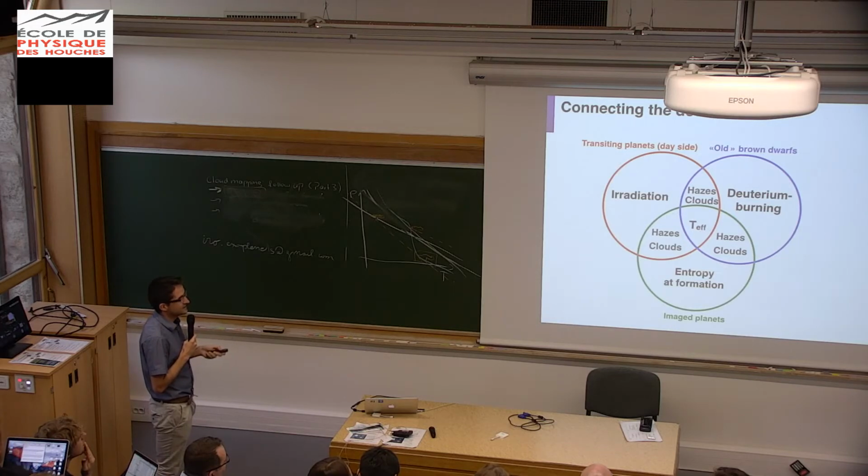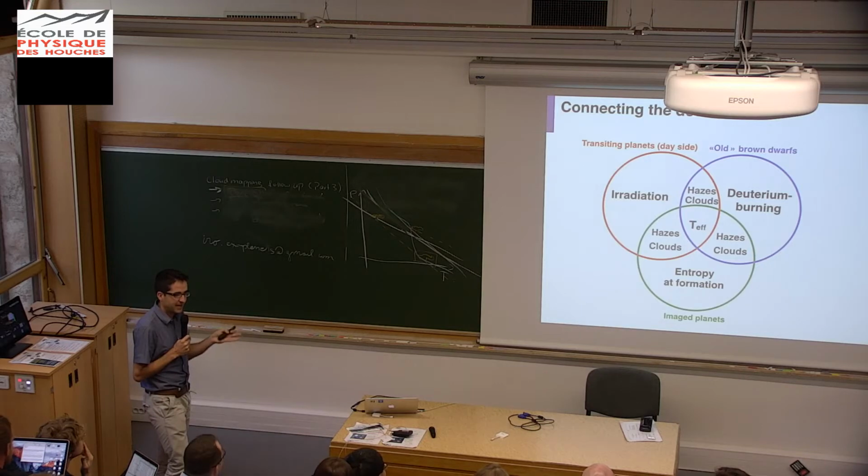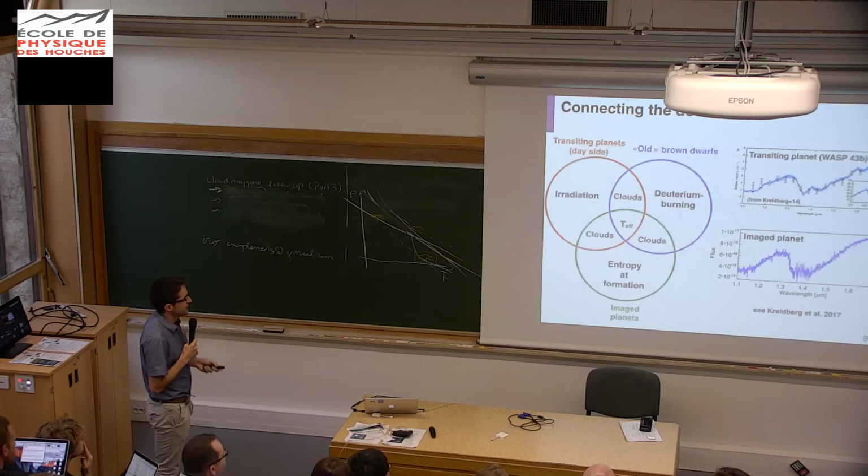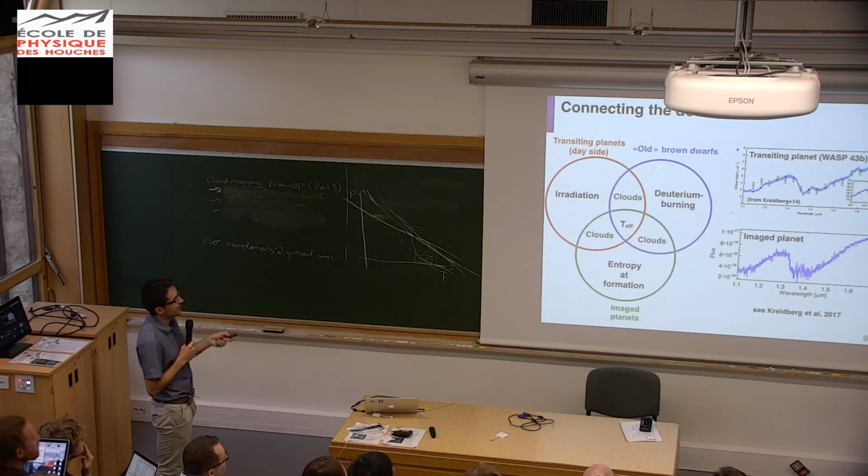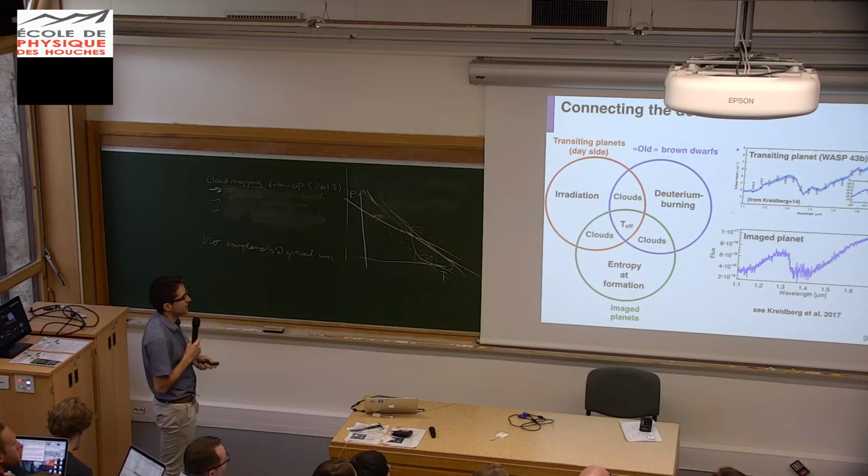So basically, hazes and clouds are forming for these three classes of objects. That's one consequence. But of course, the source of energy behind that is very different for the three different classes of objects. Here's an example. That's the day-side spectrum of the transiting planet WASP-43b. That was published by Laura actually in 2019.